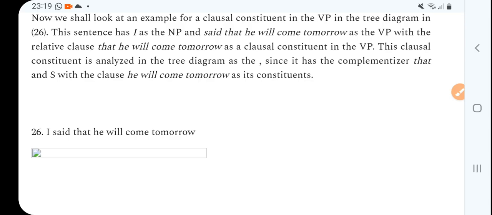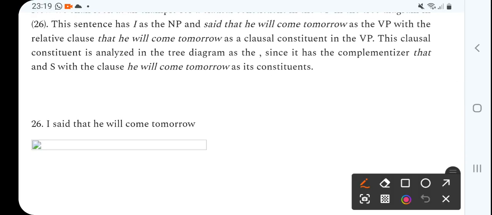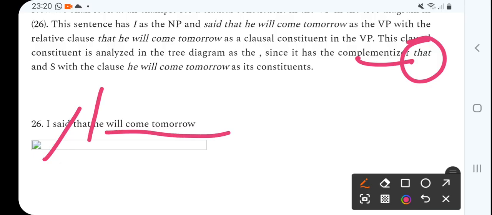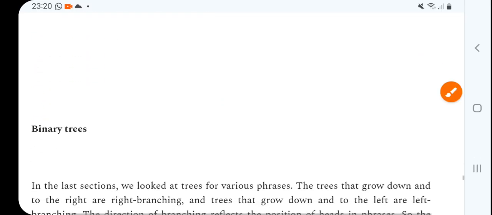So I said that these are the actually tougher variety, that he will come tomorrow. This is the example, that he will come tomorrow. This clausal constraint is analyzed in a tree diagram as follows: since it has the complement that starts generally with that, if, whether, these are called complementizers, and S with the clause he will come tomorrow as its constituents, right? So that is he will come tomorrow, that he will come tomorrow, that is okay.